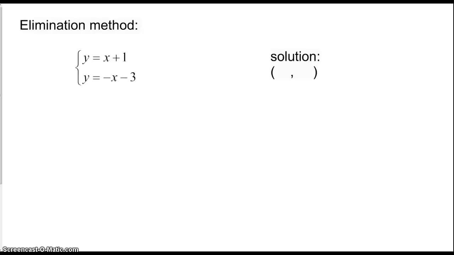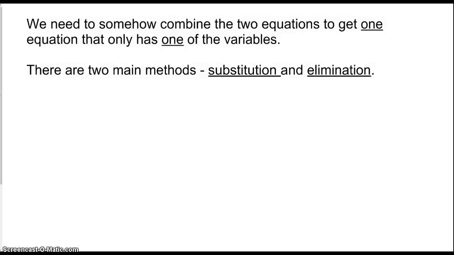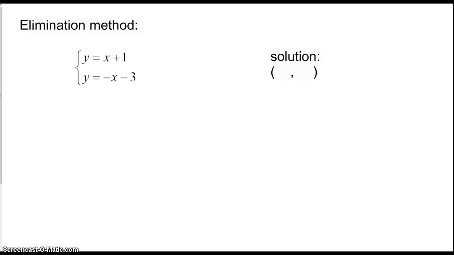Okay, to start with that, remember that we said that the goal is to somehow combine the two equations to get one equation so that we only have one of the variables. We have to somehow combine the two equations to get one equation that holds only one of the variables so we can solve for that variable. Okay, substitution is one way. Another way is just to add the two equations.